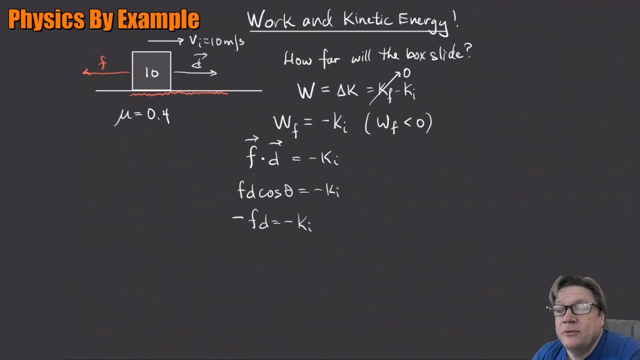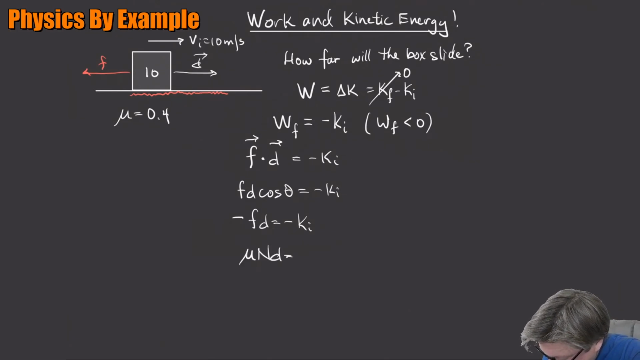What is the frictional force? We already know the magnitude of it by now. It's just mu times N times D. And the initial kinetic energy is 1/2 mv squared. All right. So we're just about ready to go, right?